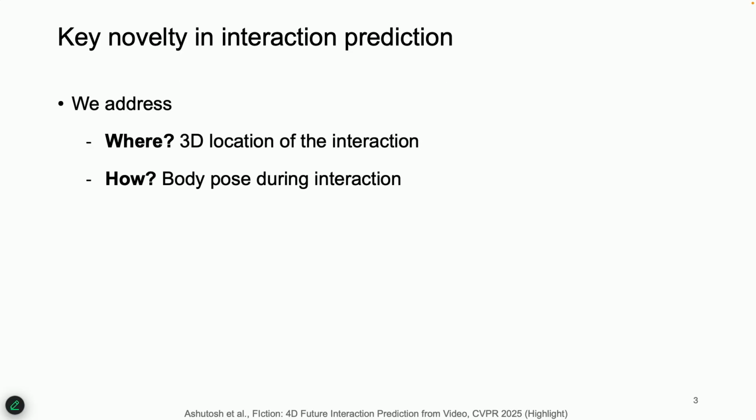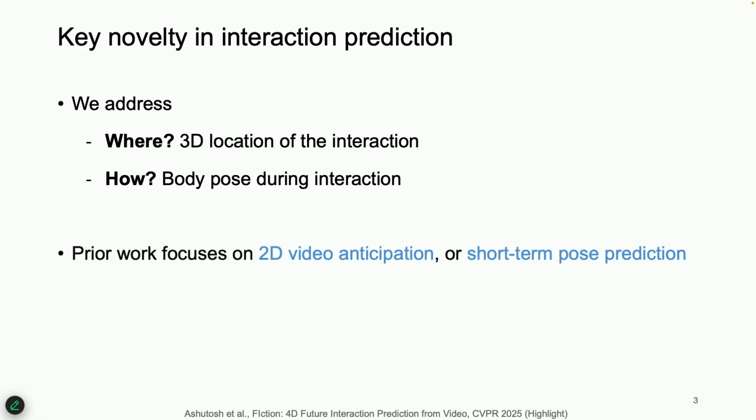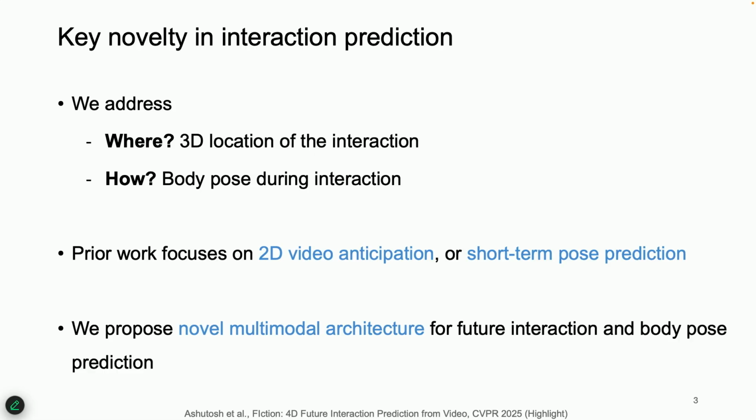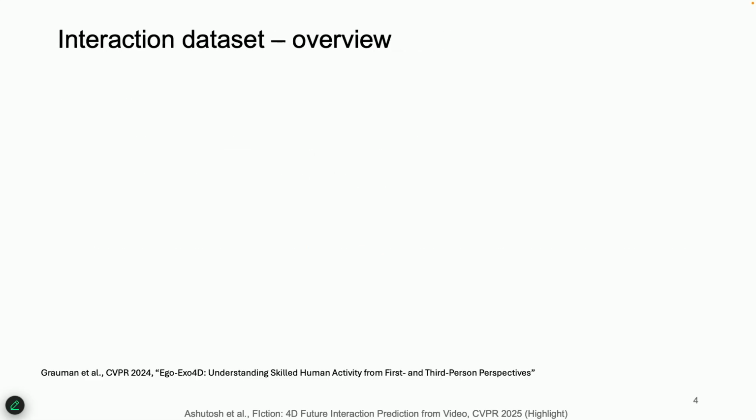We discuss the key novelty in interaction prediction. We address where the 3D location of the interaction is, and how the body looks during those interactions. Is the person leaning on something? Is the person bending over? And so on. This is different from prior work that focuses on 2D video anticipation or short-term pose prediction. We propose a novel multimodal architecture for future interaction and body pose prediction.